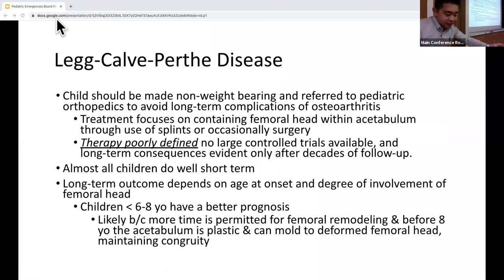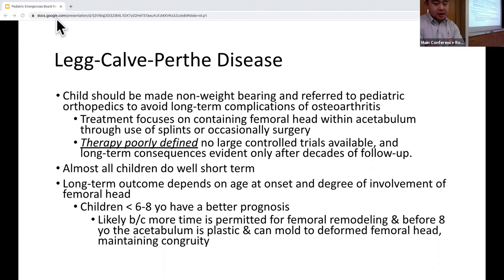If you find a child that you're concerned about, like any child with limping or hip pain or someone who's obese, you should make them non-weight bearing, give them crutches as much as possible, and refer them to orthopedics. The treatment is, there are no large trials in treatment. Sometimes it's surgical, sometimes it's not. Almost all children do pretty well, but the younger you're diagnosed, the better prognosis you have. And it's because the younger you are, the more bone remodeling you go through.